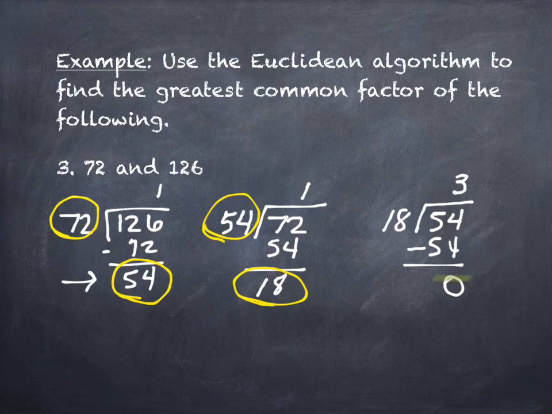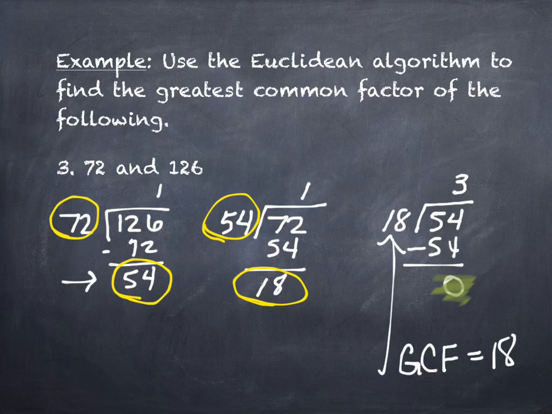When I get 0 remainder here, that tells me I'm done. Okay? That's my indication that I'm done. So what is it, Tyler? 18 is the greatest common factor. The last number that we divide by is the answer.